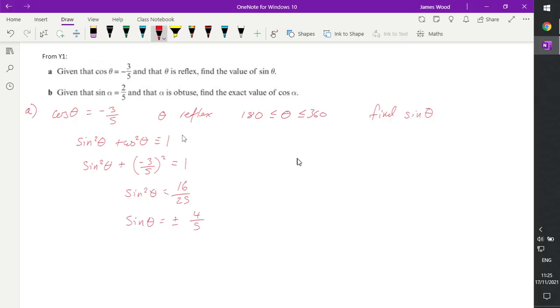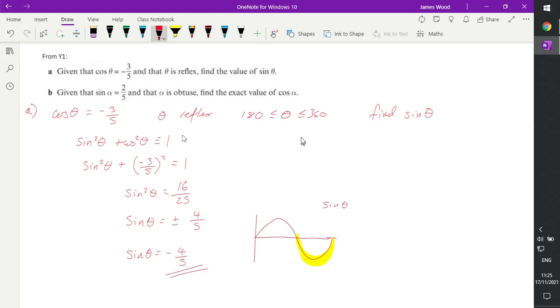So let's draw the graph. So sine theta looks like this. And we know that it is a reflex angle, so between 180 and 360. So that's that bit here. Now we can see that sine theta between 180 and 360 is always negative. So for that reason, we can say that sine theta must be minus 4/5.